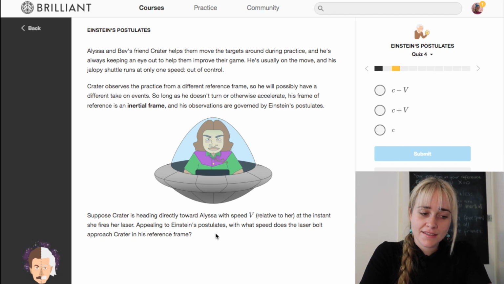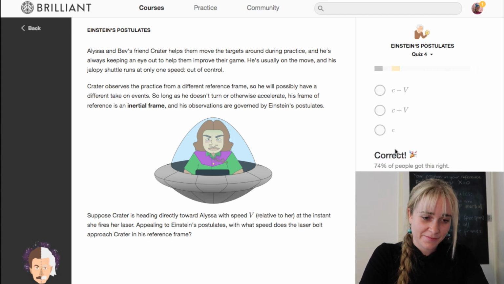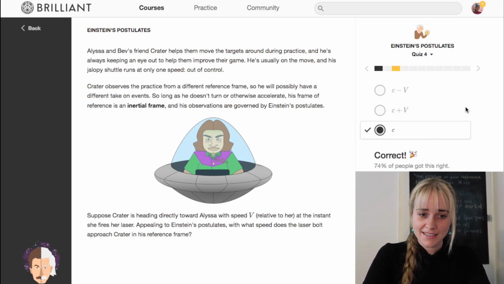Okay, so if instead of talking about a laser bolt we'd been talking about the seagull from before, I would incline to give one of these other answers, that the speed would take into account Crater's relative speed towards the object, towards the seagull. But because we know Einstein's postulates here, and they're directly telling us to use them, the speed of light in all inertial reference frames should be the same. Okay, so that seems good.